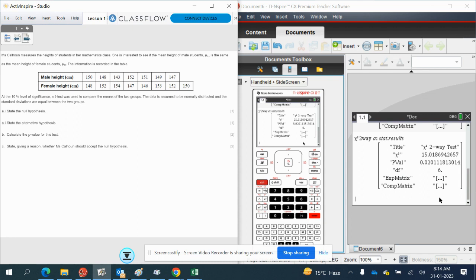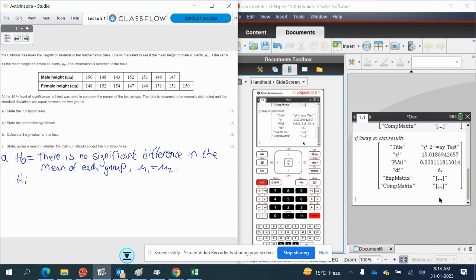State the null hypothesis. So, for the null hypothesis, we say that there is no significant difference in the mean of each group. Mu1 is equal to mu2.